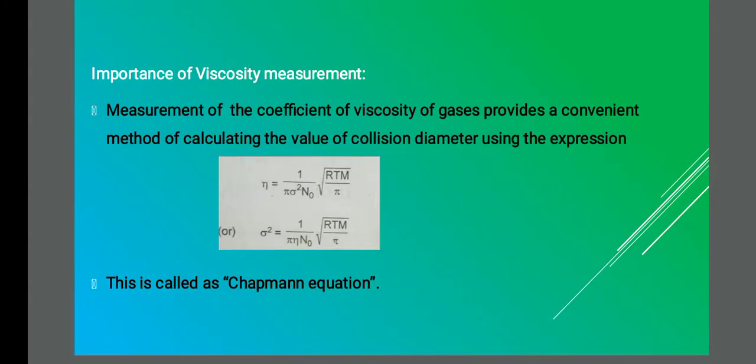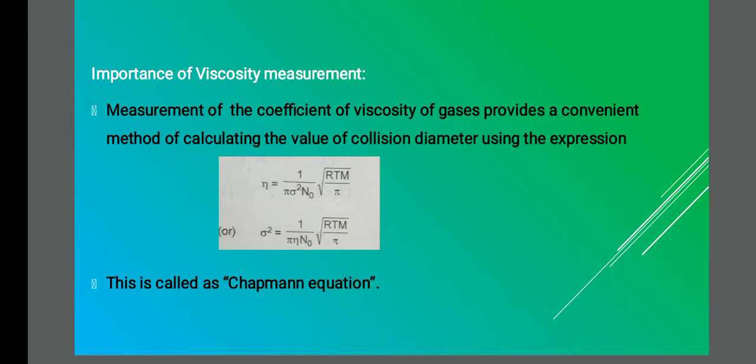So, importance of viscosity measurement. The measurement of the coefficient of viscosity of gases provides a convenient method for calculating the value of collision diameter. It is used for calculating collision diameter, and the formula is eta is equal to 1 by pi sigma square n0 into square root of RTM divided by pi.